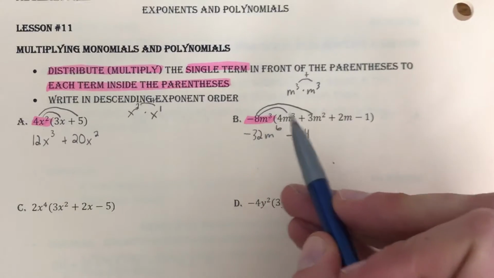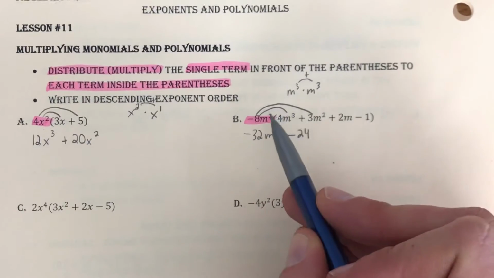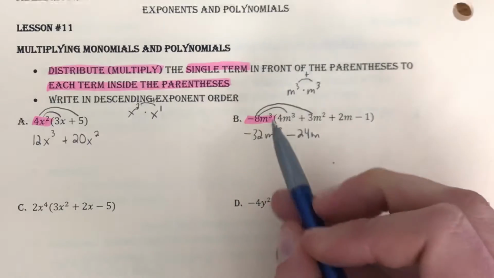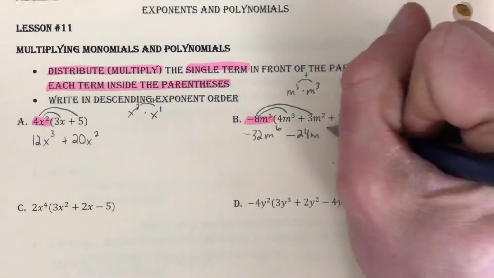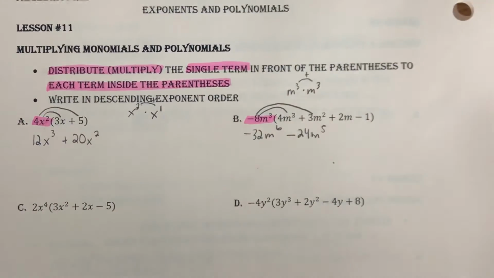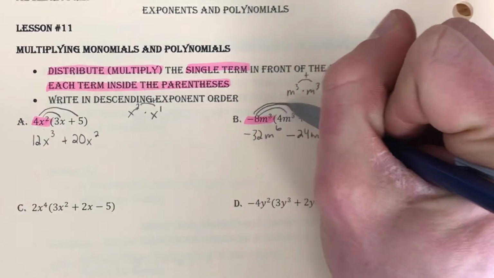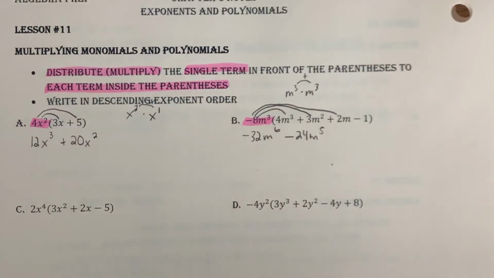M to the third times m squared, add the exponents. So this is m, and 3 plus 2 is 5. Then we're going to do it for the next term. So negative 8m to the third times positive 2m.